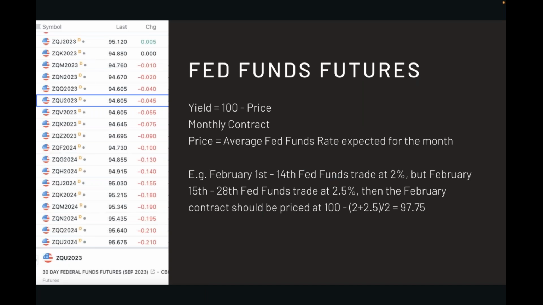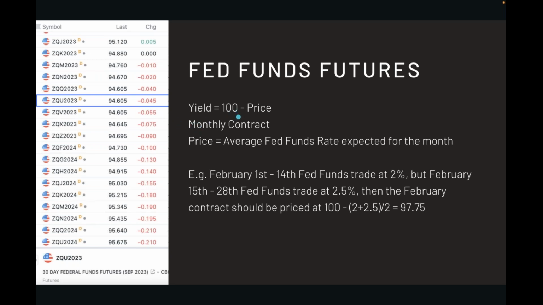So you can actually see the Fed funds futures on retail platforms like TradingView. Those futures are calculated as 100 minus the price. For example, this is the September contract, and the yield on this contract is 100 minus 94.6, so it's 5.4%.